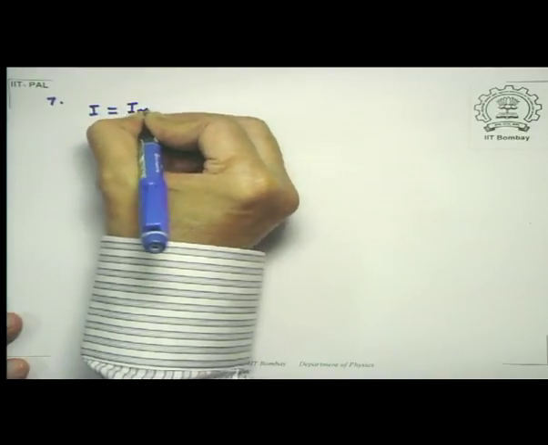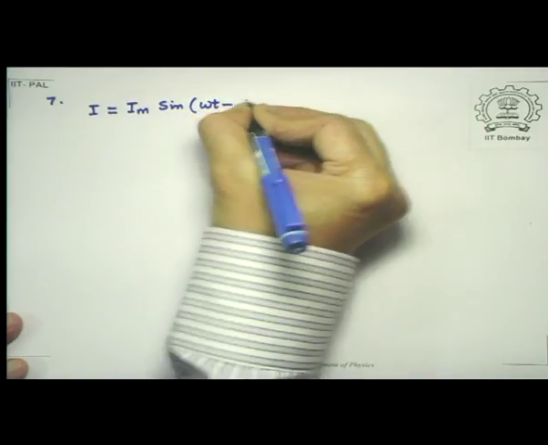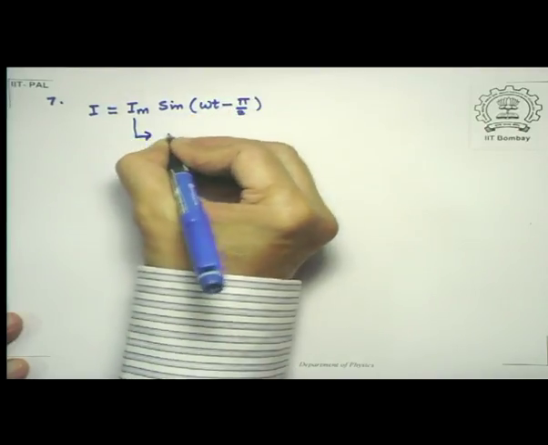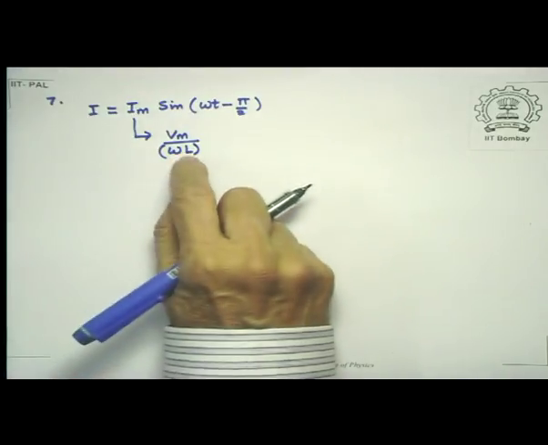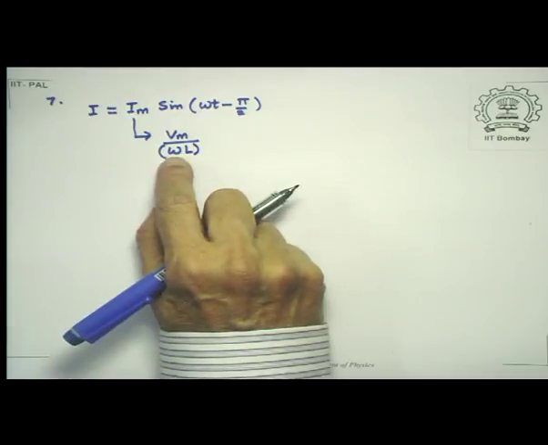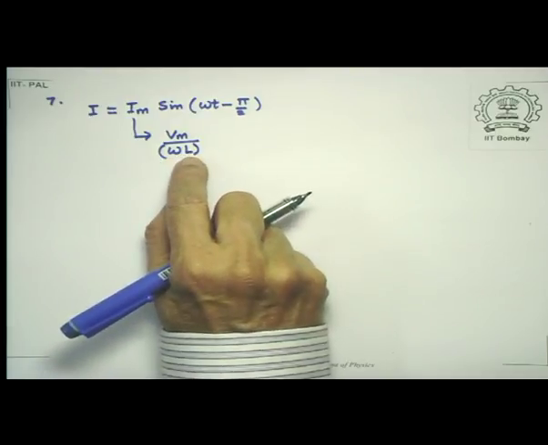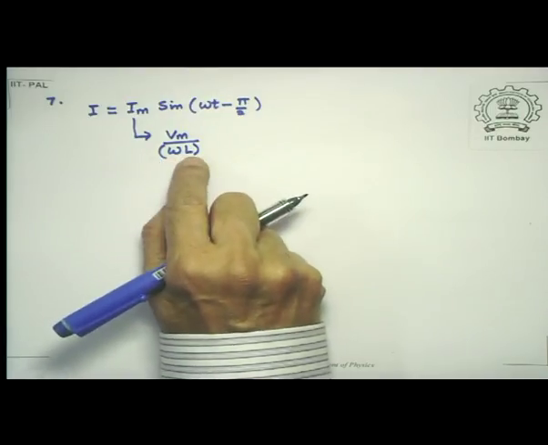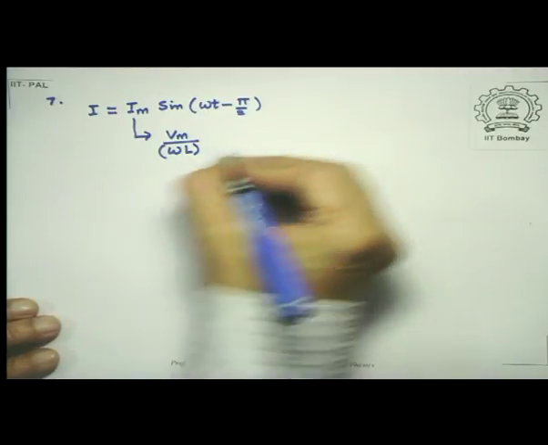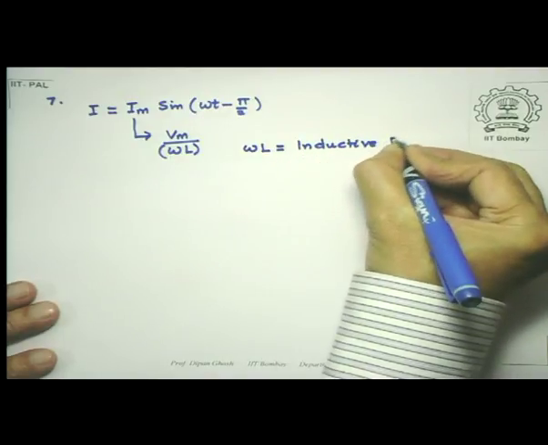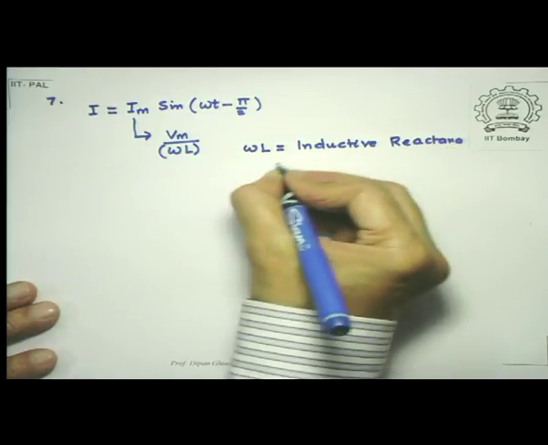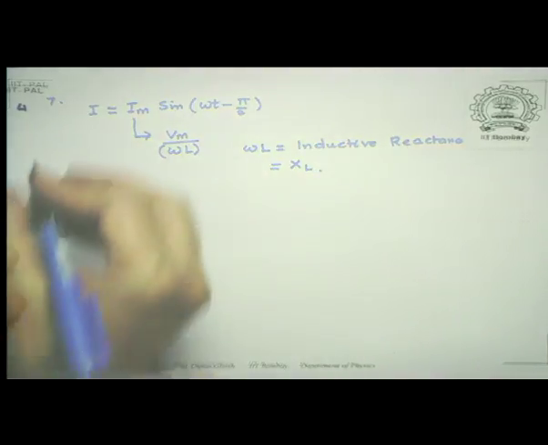If you notice that the expression for the current was given by I equal to I max times sine omega t minus pi by 2, and in this case Im is given by Vm divided by omega L. So in other words, the role of resistance in the purely resistive circuit is assumed by this combination here, omega times L, and this omega times L is called inductive reactance, and it is denoted by XL. So let's look at some example.